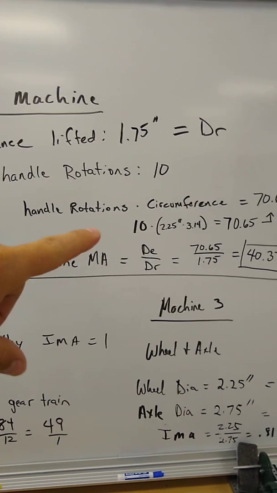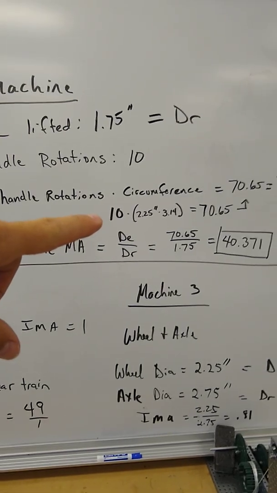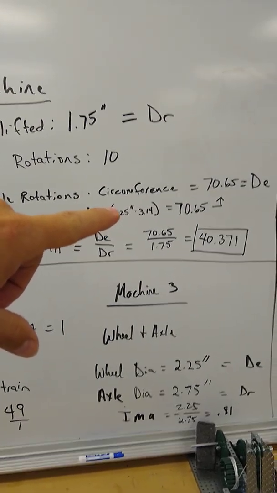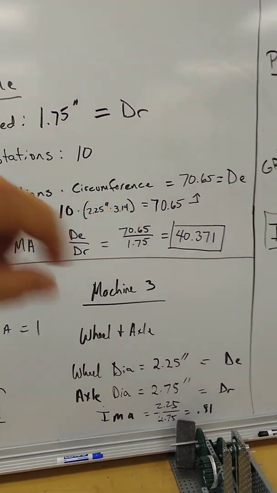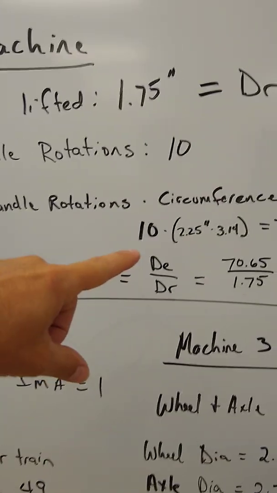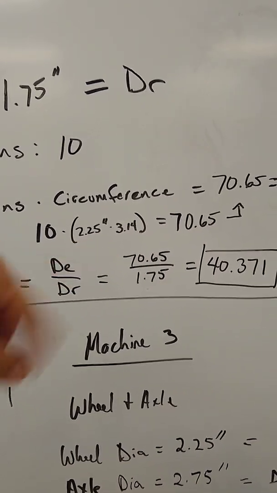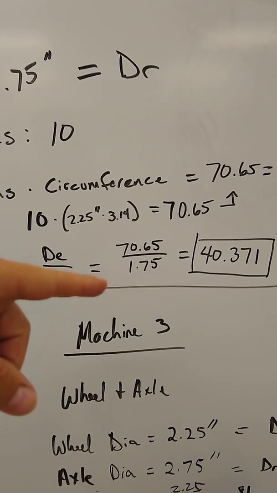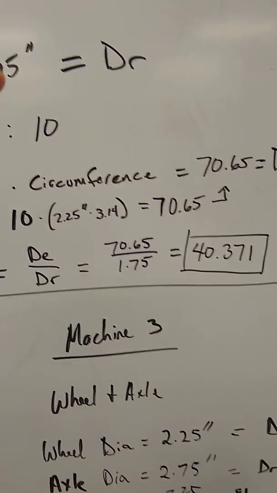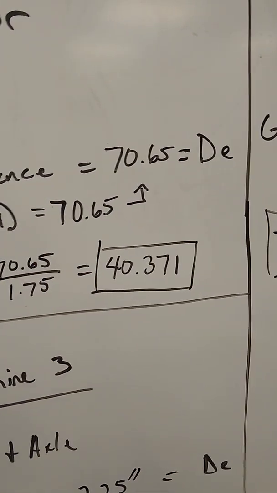So that's my DR, and then my DE is going to be my 10 rotations times the circumference of the handle, and that gives me 70.65. If I plug that in to get my total machine mechanical advantage, I've got DE over DR, which gives me 70 inches total that I had to rotate. That'd be my input, over my output, which is 1.75 inches. That's how far it came up. That gives me a total machine mechanical advantage of 40.371. So that's what I achieve by looking at the input versus the output.